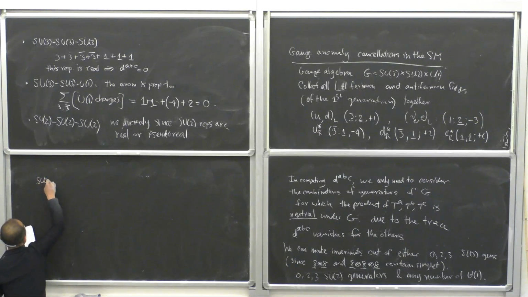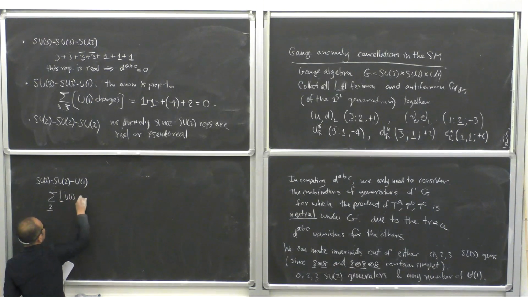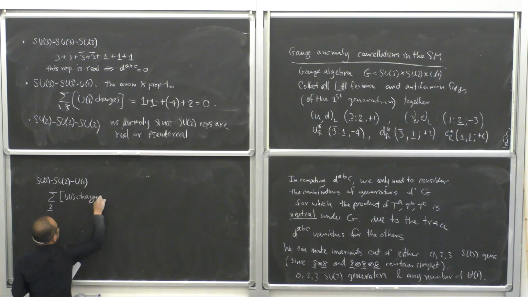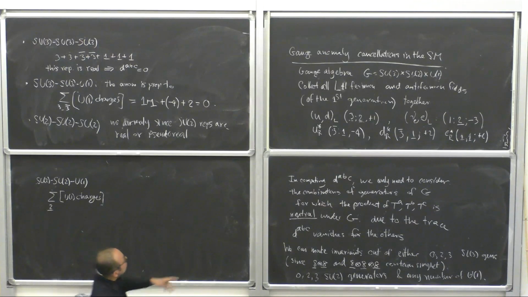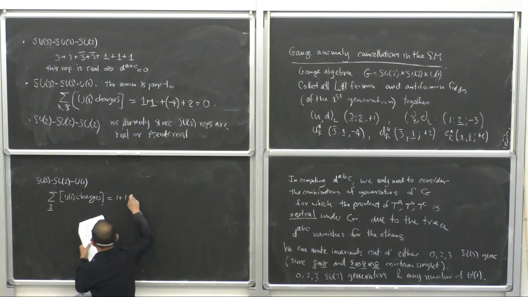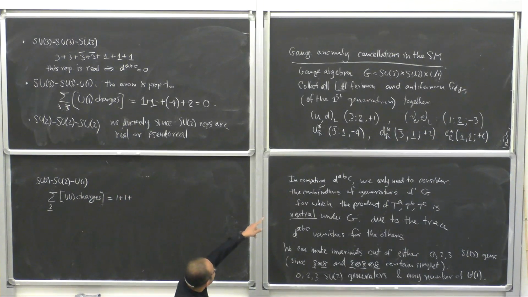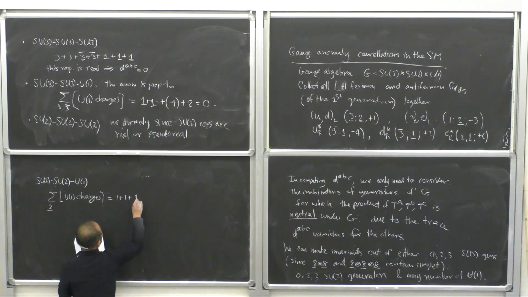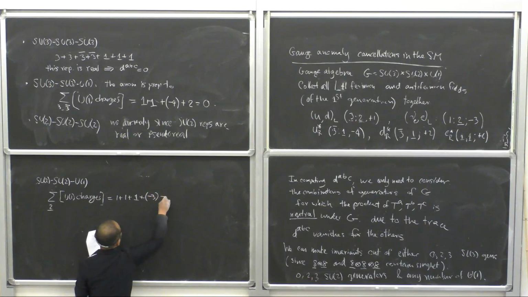Now SU2, SU2, U1. You just use the same trick as before, right? You sum over anything that is in the doublet with the U1 charges. What do you have? Let's look at anything in the doublet. U and D contribute 1 and 1. And then there is another 1, right? And there is a -3. And this is 0.